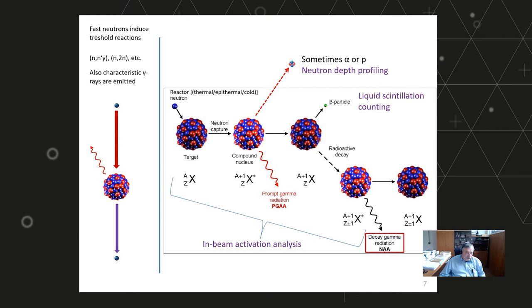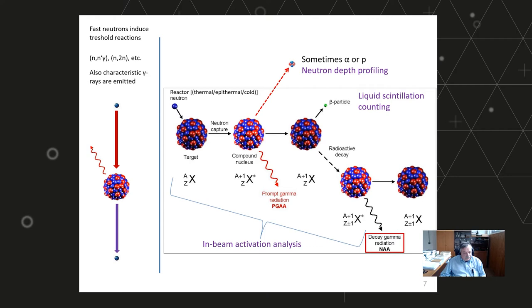Now this is the area of neutron activation analysis with reactor neutrons. So in the reactor we can have thermal, epithermal, under certain conditions also cold neutrons. And when the neutron hits a target, the target captures the neutron, and immediately it emits so-called prompt gamma radiation. And when we are detecting this type of reaction, then we are talking about prompt gamma activation analysis.